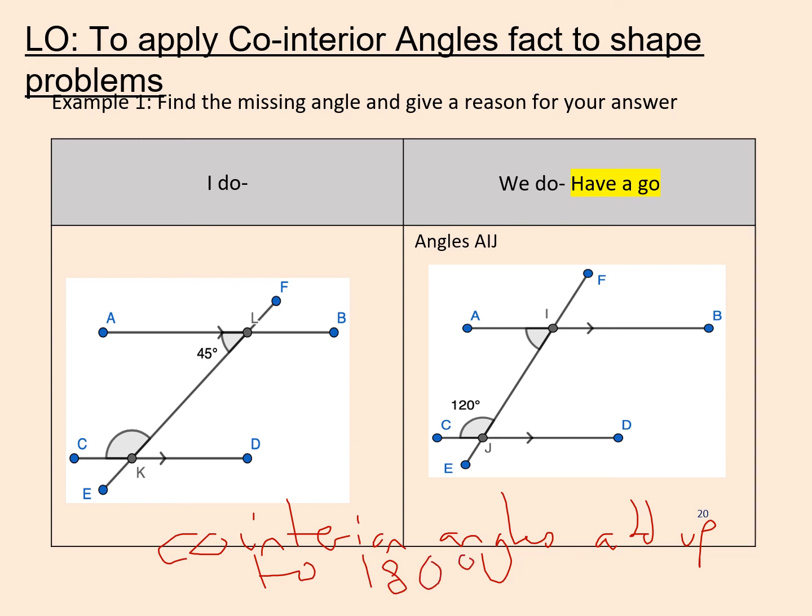Okay, so I'm looking at this angle here, and I'm looking at this angle here. So let's add them together. We know they're going to equal 180. If I do 180 minus 45, I'm going to find the angle. So 180 minus 45 is 135 degrees. So this angle here is 135 degrees. If you label that, then the examiner will give you the mark for it. So pause the video and have a go at the we do.